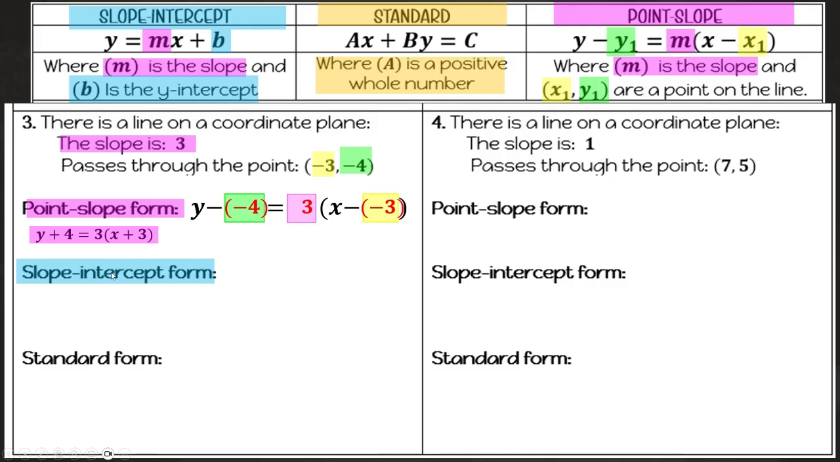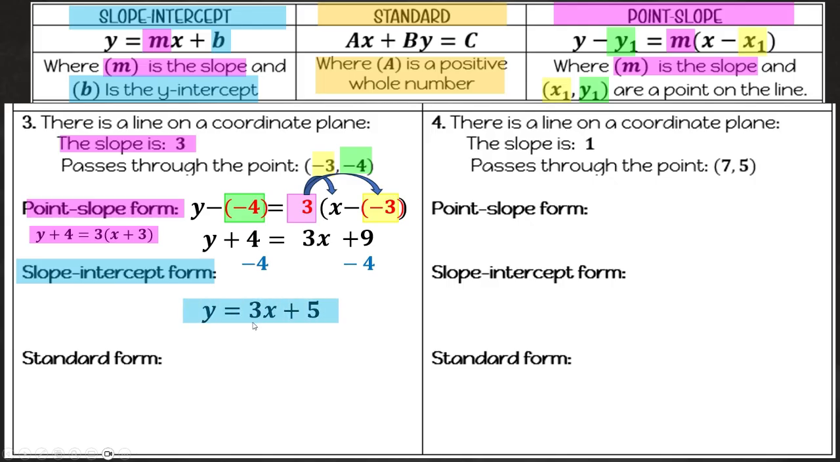Now we are going to rearrange it into slope-intercept form. So we're going to distribute the 3, get 3x. 3 times a positive 3 is a positive 9. Then you have y plus 4. So y plus 4 is equal to 3x plus 9. To get it into slope-intercept form, I need to solve for the y, so get the y by itself. Subtract 4 from both sides. Y is equal to 3x plus 5. Now I have it in slope-intercept form.